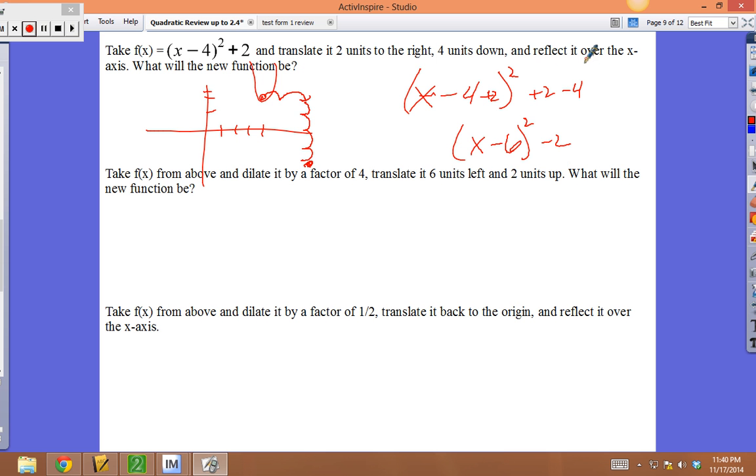And then reflect it over the x-axis. You need to put a negative. That'll flip it over. So that's it. That's your answer. What if you take the same and dilate it by a factor of 4? So you're going to times it by 4.